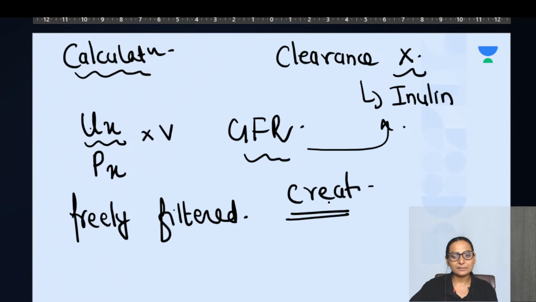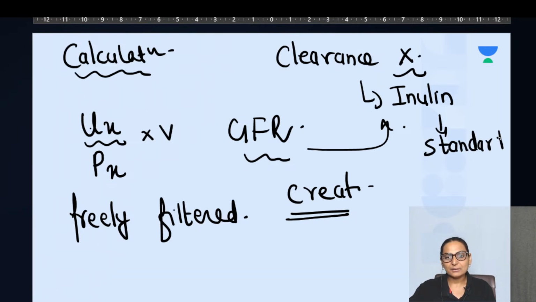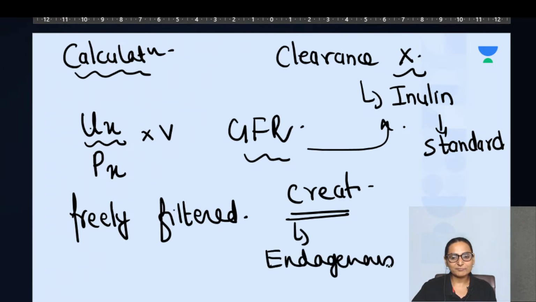Why do we take creatinine? We take creatinine because though the standard is inulin, we take creatinine because it is an endogenous product of muscle metabolism, and we need not give it to the patient from exteriorly, so the risk is reduced. Now, how much is the clearance of glucose?